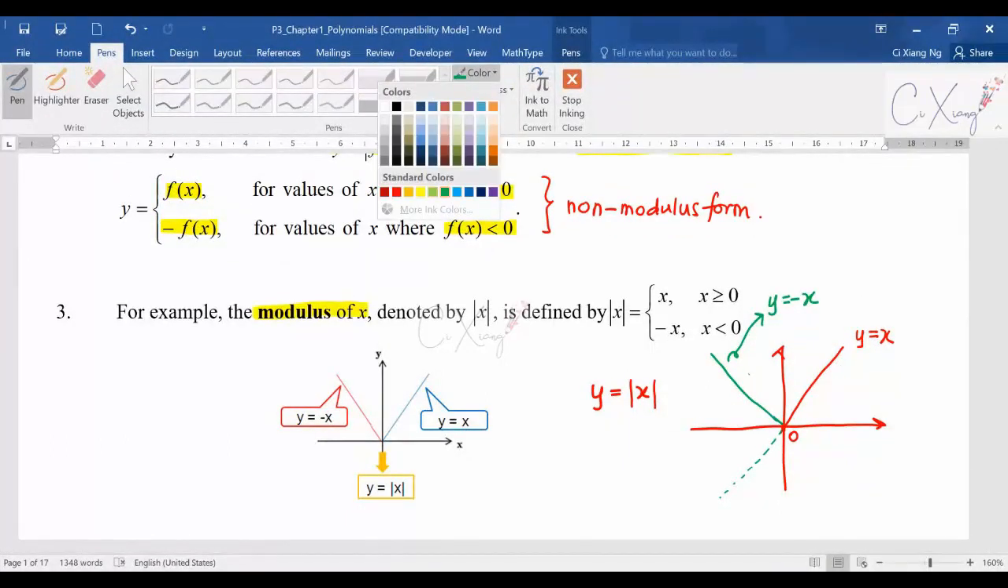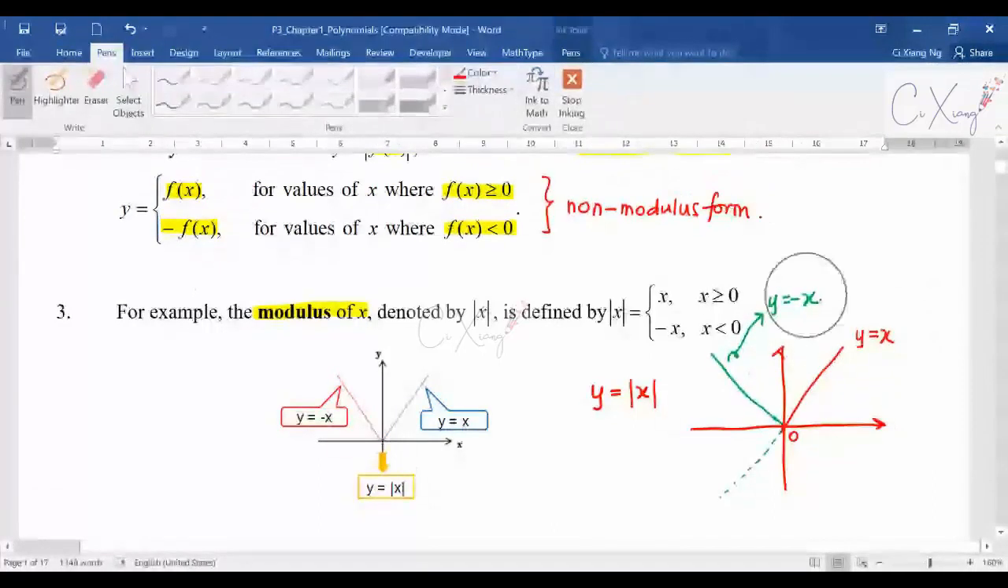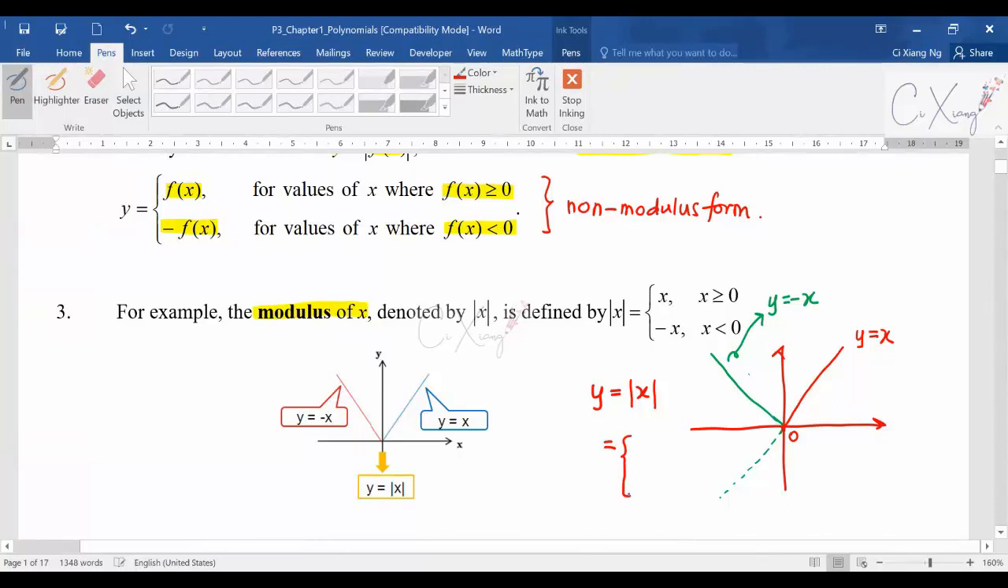So if you combine these two functions together, you can write it out in the non-modulus form. That means you have x, and you have negative x. For the x, what is the domain here? y equals to x means that you didn't reflect it. Which part didn't you reflect? This part, right? What's the domain for this part from here onward? This part is x greater than or equal to 0. So you can put x greater than or equal to 0 here.